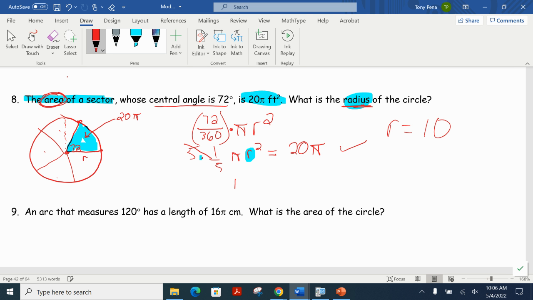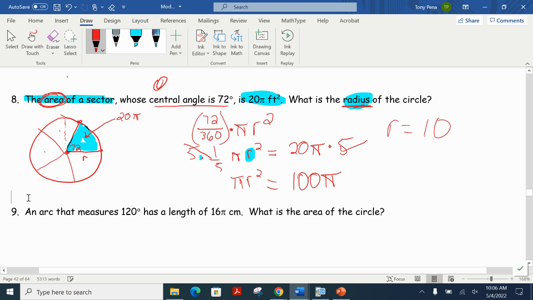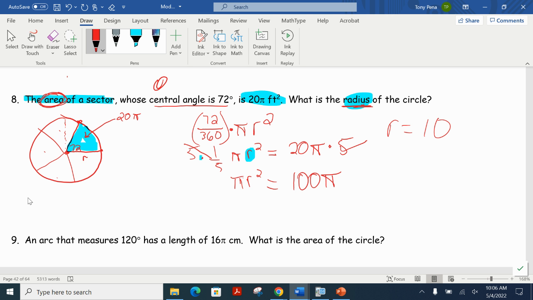Whatever you do to one side of an equation, you've got to do to the other. So I've got to multiply this side by 5 as well, and that's 100 pi. All right, what's that then lead you to, Armando? And then divide both sides by pi. Good, cancel out the pi. We can divide by the pi since it was being multiplied by the r squared. So then these cancel. And how do we get rid of a square? Square root. Good. And then you do the square root, and your r ends up being 10.